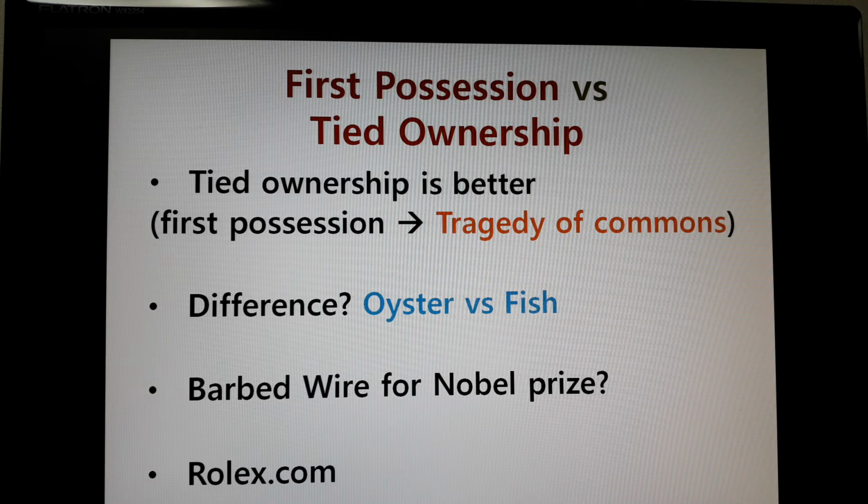Generally, when the judge or the court decides to whom this thing belongs, they use generally two ways. One is first possession, second is tied ownership. Okay, first possession is first come, first served.